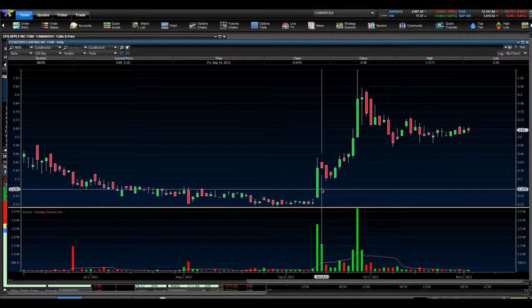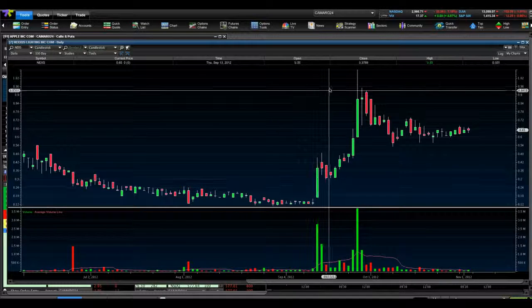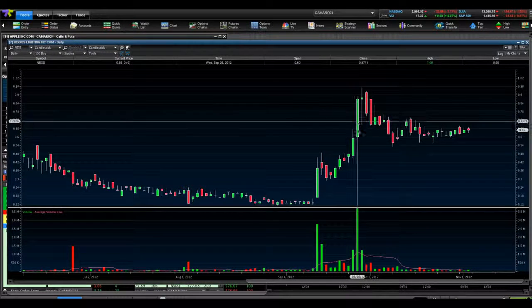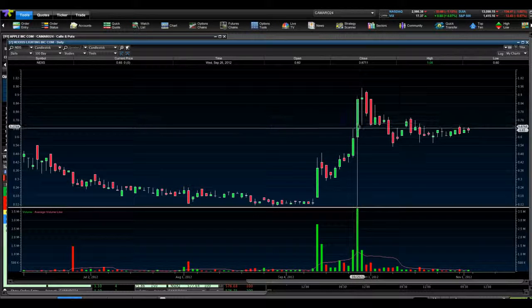But anytime you have a wide range bar like this, it's very rarely followed by another wide range bar. Okay, like this right here. This is 2 back-to-back wide range bars. This is not that often that it happens.